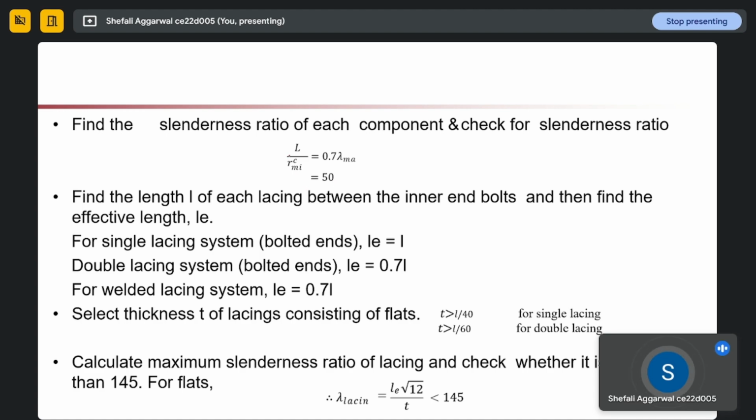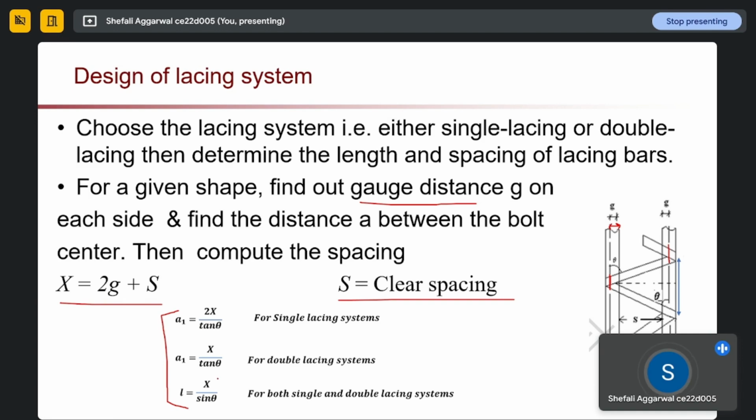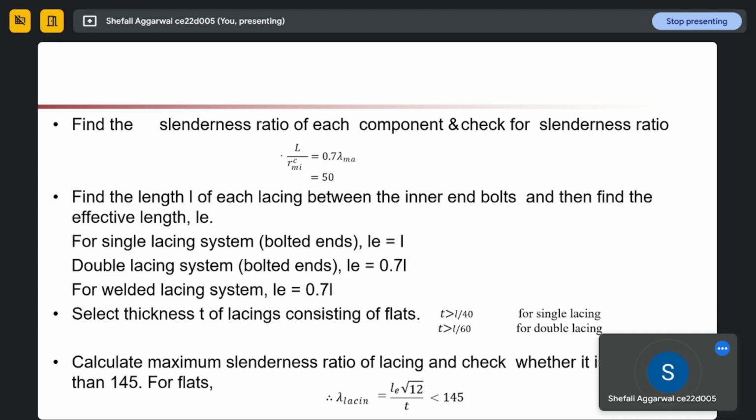We will calculate the slenderness ratio L upon r minimum, and r minimum we are calculating from here. L effective we will calculate, then r minimum either it will be given, we will see in some example, and from this we will calculate the slenderness ratio and check that it should be less than 50, and actually less than 145. Then we will find the length of each lacing between inner and bolt and find the effective length.